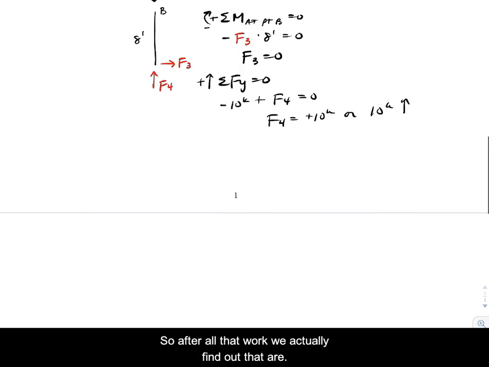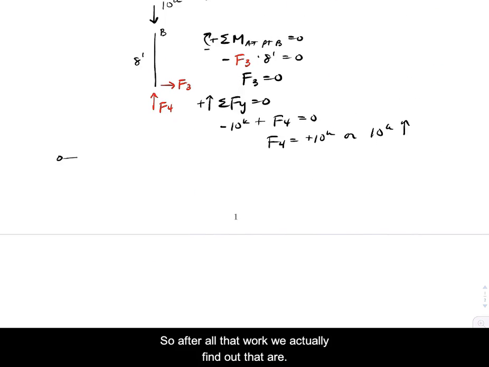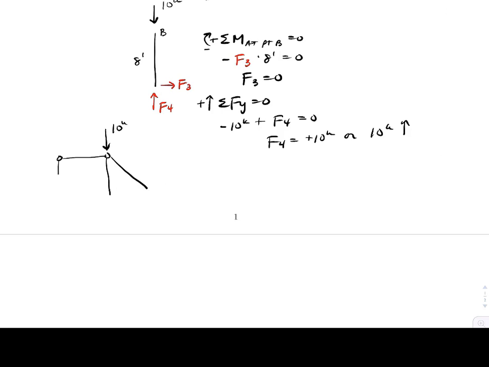So after all that work, we actually find out that our solved free body diagram looks something like this. All the rest of those reaction forces were equal to 0.